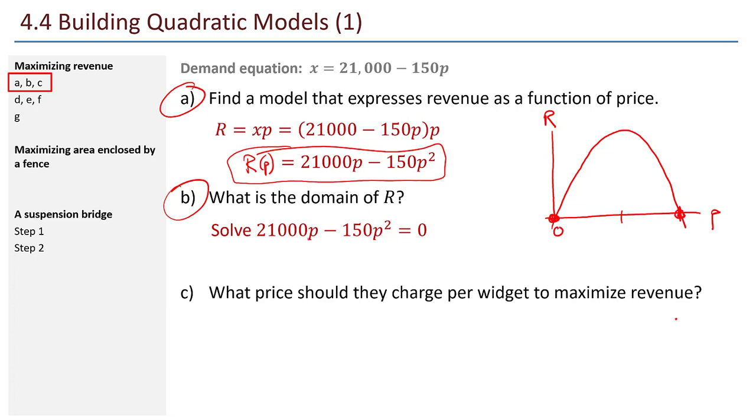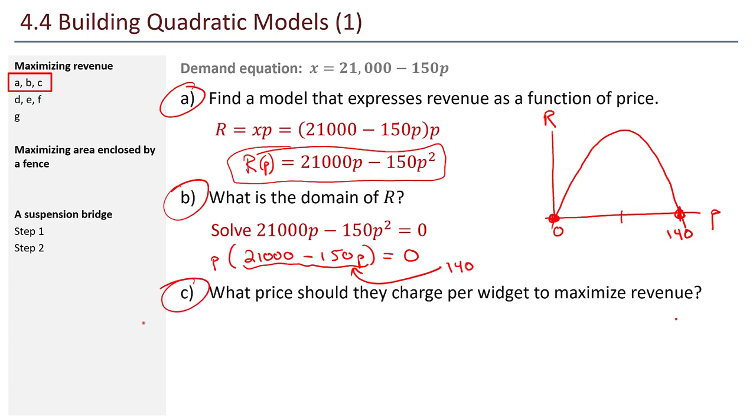Now I can factor a P out of that expression, so I get P times 21,000 minus 150P equals 0. And now that it's factored, I can see, oh, either P equals 0 or 21,000 minus 150P equals 0. And I've already done the calculations. I'll tell you, it turns out that P is 140 for that to be true. So either P equals 0 or P equals 140. 140 over there.